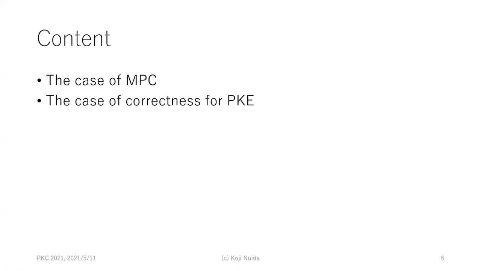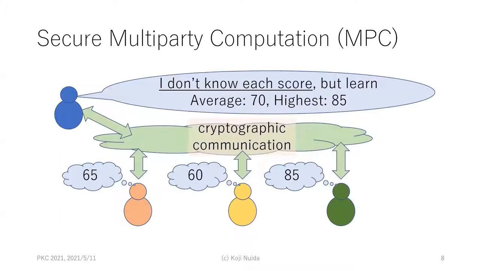We have two parts in this presentation. First, we consider the case of MPC. First, I briefly explain the MPC itself. Let us suppose that multiple parties have their own inputs and they want to know some property of the whole of the parties' inputs. By using MPC, we will be able to extract such information on the whole of the parties without knowing each party's input itself.